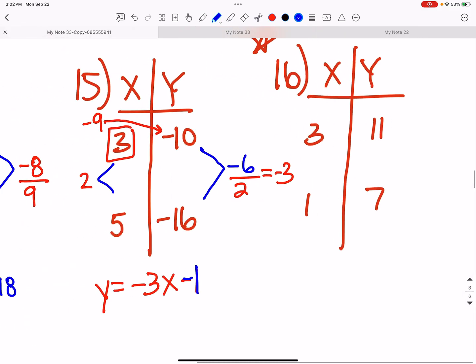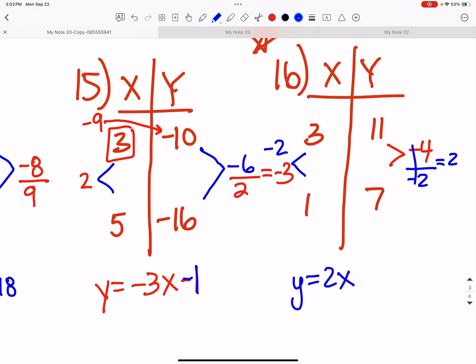And finally, this one's difficult. This one goes down $4, but the days are actually 2 days in the past. Day 3 to day 1, that means 2 days in the past. So I'm going to divide by -2. This is weird. The negatives cancel out, and this is just 2. So y equals 2x. If I make $2 a day for 3 days, that's $6. Why do I have 11? Because I started with 5.